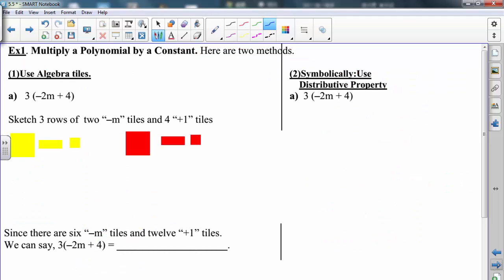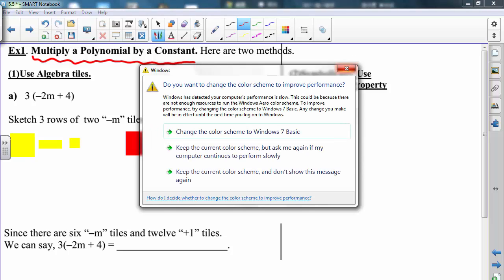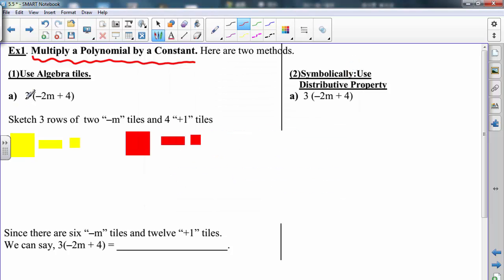Okay, so based on the distributive property and how to multiply a constant by a monomial, right now we can look at how we can multiply a polynomial by a constant. So here we will introduce two methods. The first method is using algebra tiles. The second method is just like adding and subtracting polynomials. This is called the symbolic method. Let's look at the first example.